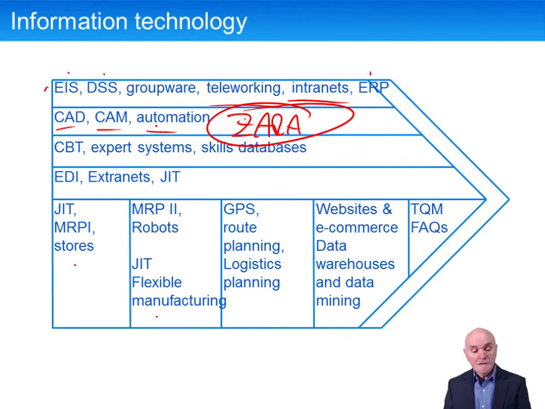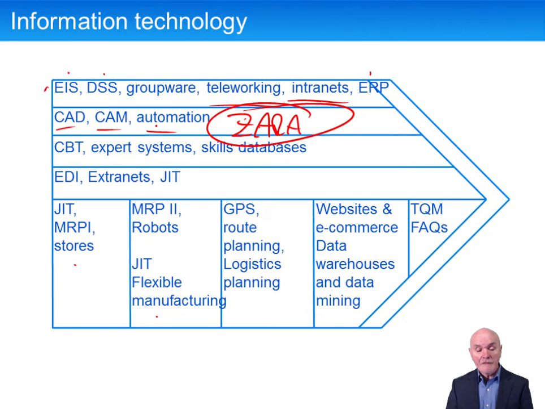Human resources, CBT, computer-based training, where you can sit in front of your computer and get training on demand, rather than having to wait 3 months before a particular training course comes around again. You can have skills databases of your employees. So if you need an employee who is an engineer and who speaks German, then you'll be able to go through the skills database and find the employees with those particular skills.